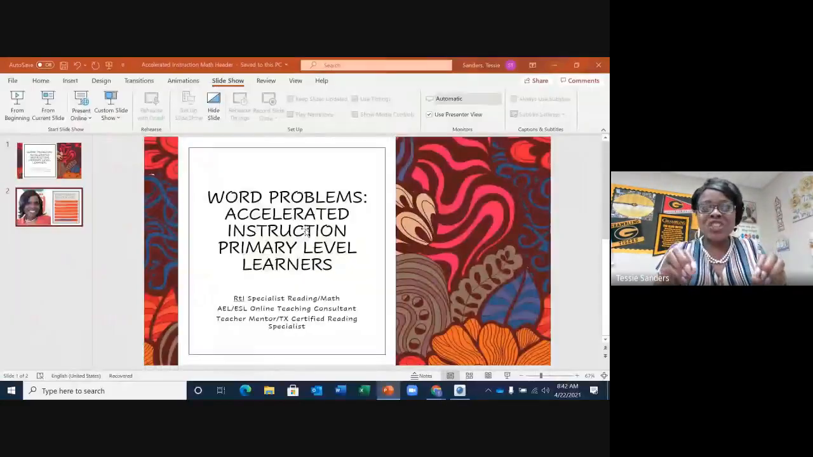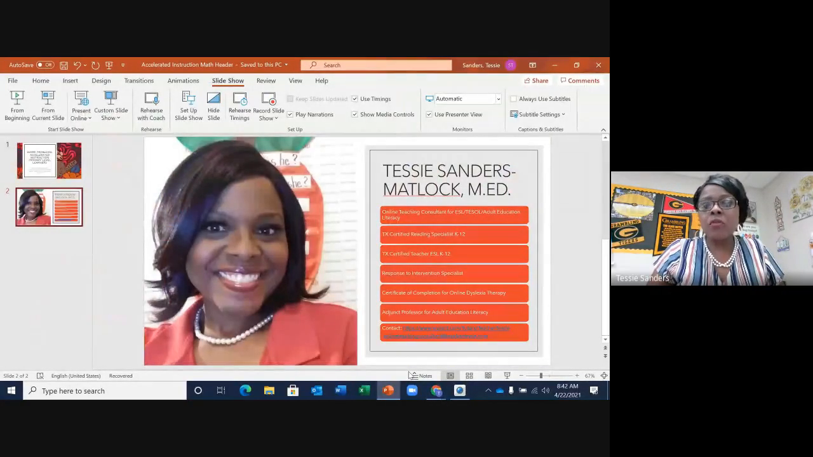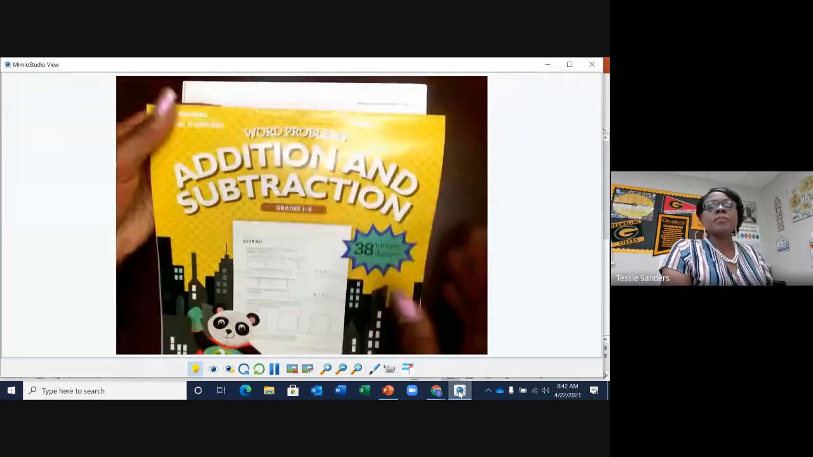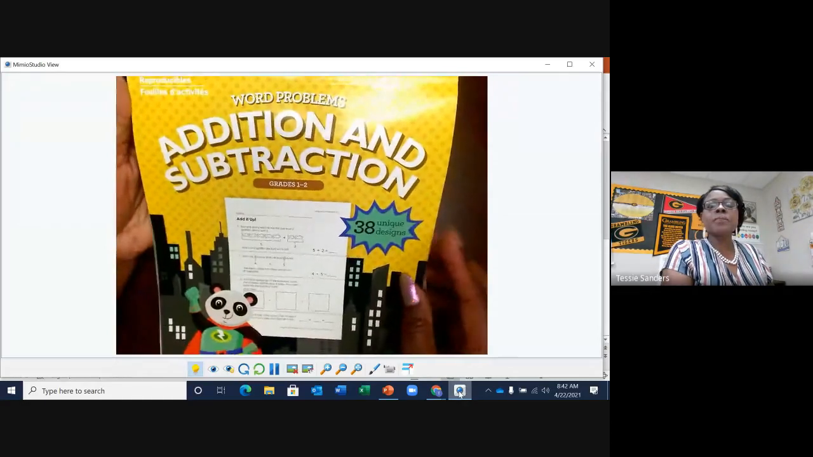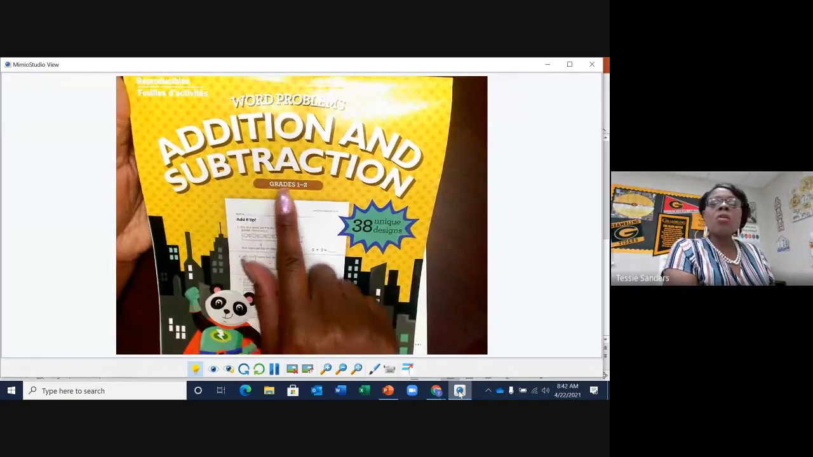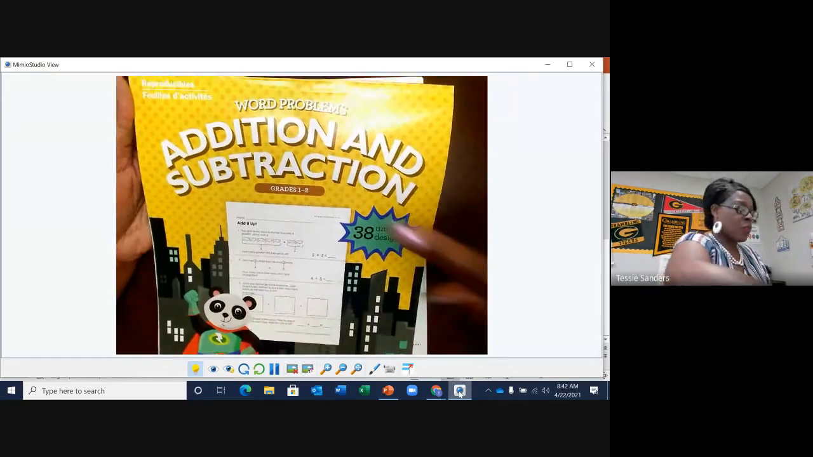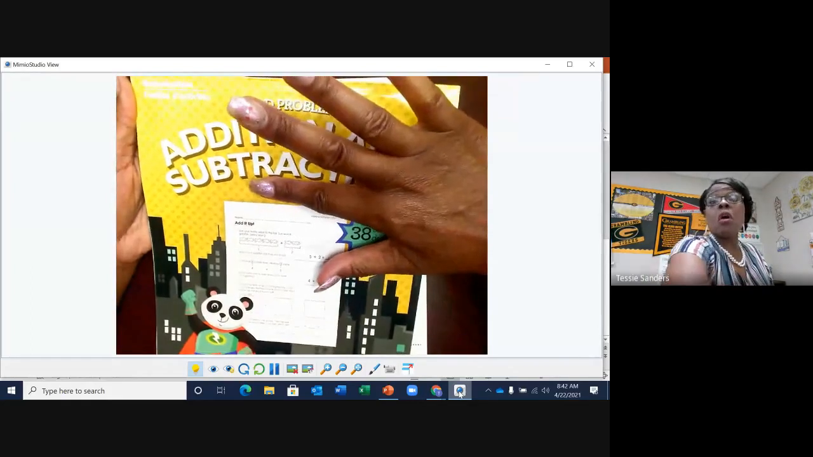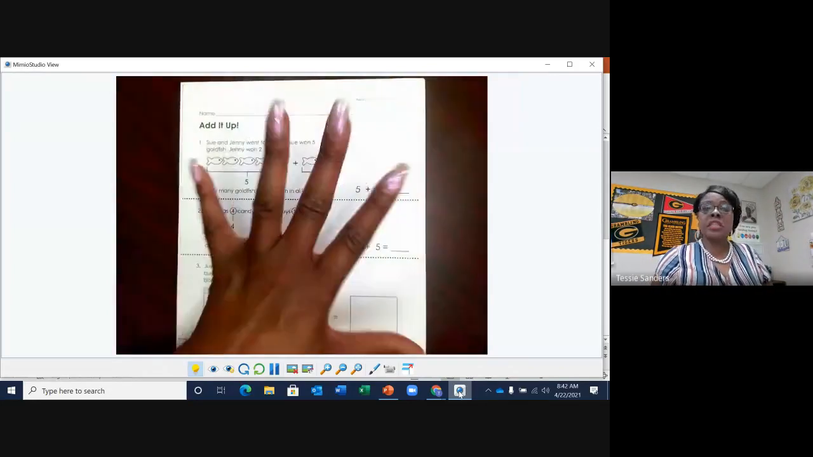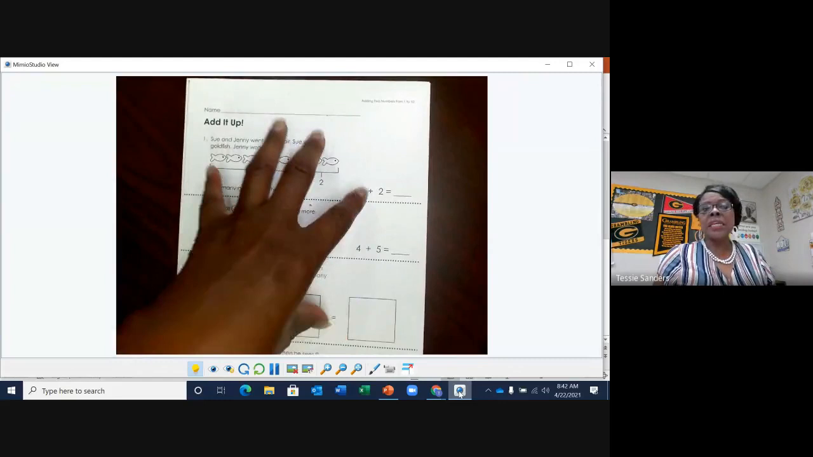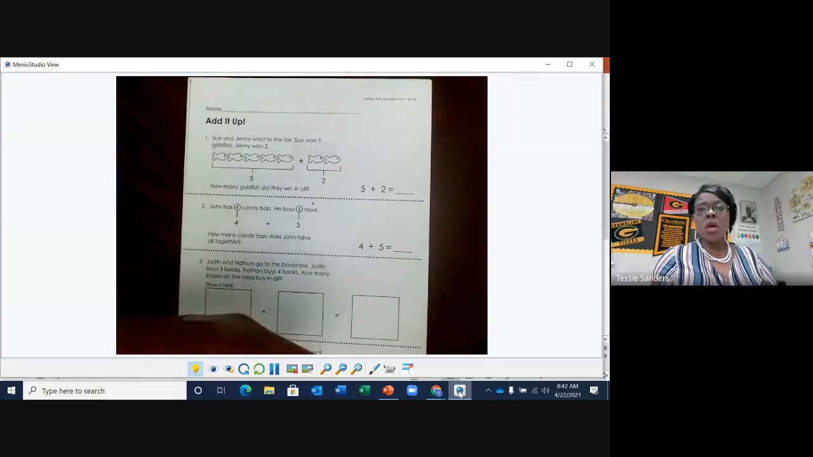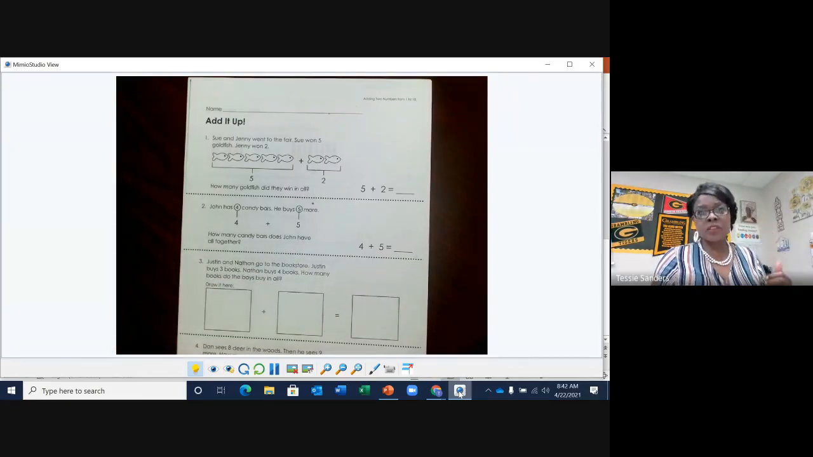Now that the formalities are out of the way, let's learn about word problems. Today's lesson comes from this resource. Let me hold it up so that you can see it really good. Word problems, addition and subtraction. And I always point out the grade because I really don't want you to focus on the grade. I want you to focus more so on the skill that you will learn in this presentation. And I want the learners to focus on using higher order thinking skills.